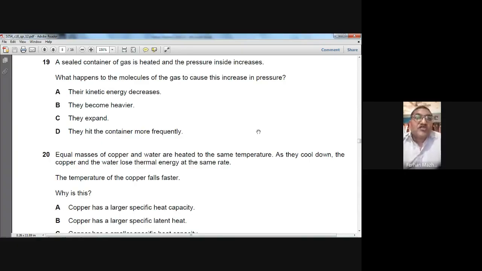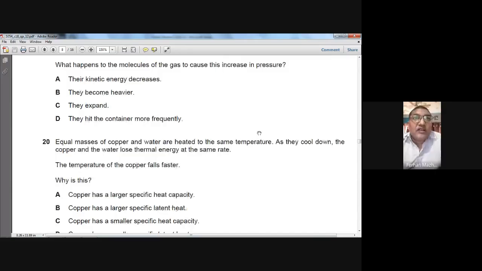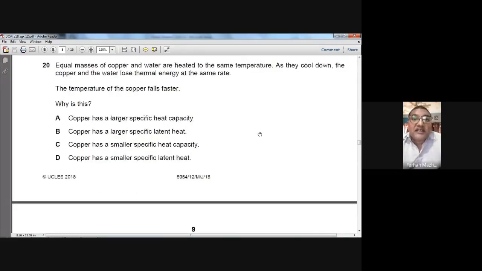Okay. Question number 20 on your screen. Equal masses of copper and water are heated to the same temperature. As they cool down, the copper and the water lose thermal energy at the same rate. The temperature of the copper falls faster. Why is this so? Because the copper has lower specific heat capacity. That's why its temperature will drop very fast. Copper has a smaller specific latent... No, copper has smaller specific heat capacity. So for question number 20, C is the option.